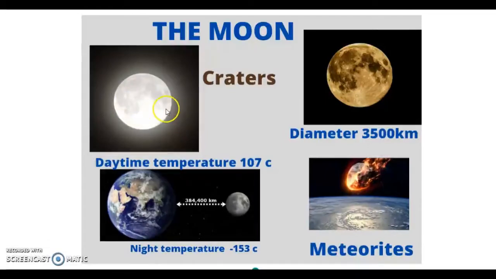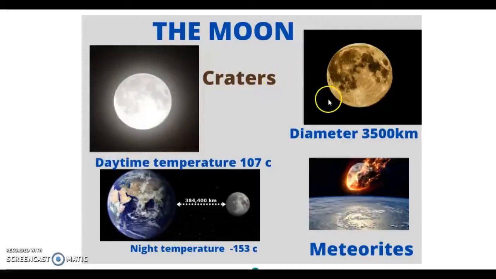What are craters? Yes, craters are huge ditches. What are huge ditches? Yes, these ditches were formed when big rocks, how do we call them? Yes, they are meteors. When some meteors crashed onto the surface of the moon, some ditches were formed on the surface of the moon. So these are called craters.